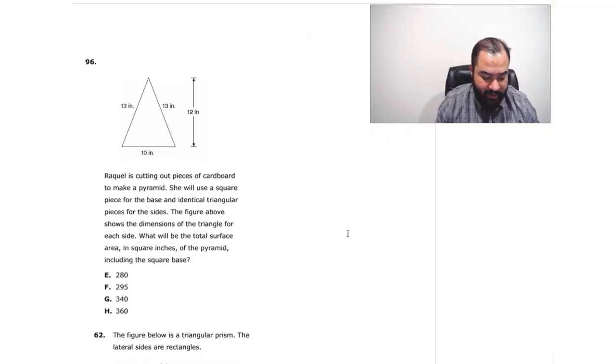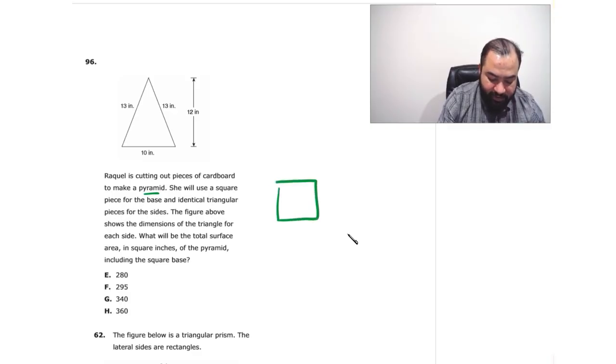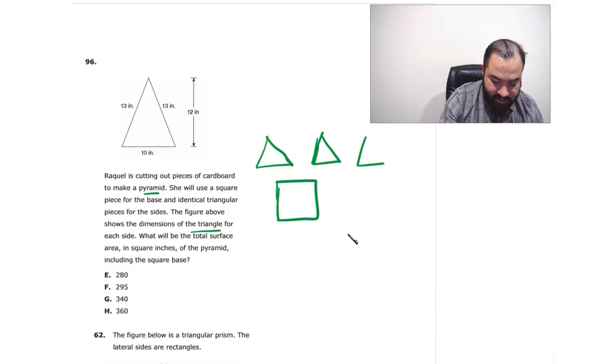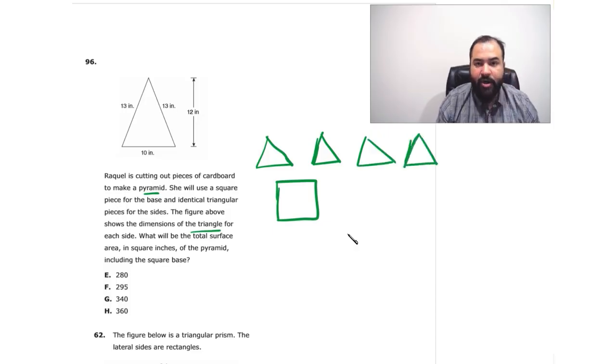Now here there is a triangle, as you can see. It says Raquel is cutting out pieces of cardboard to make a pyramid. She will use a square piece for the base and identical triangular pieces for the sides. The figure above shows the dimensions of the triangle for each side. So these are the triangles. The pyramid takes 4 identical triangles to make the pyramid. So 1 square and 4 triangles.